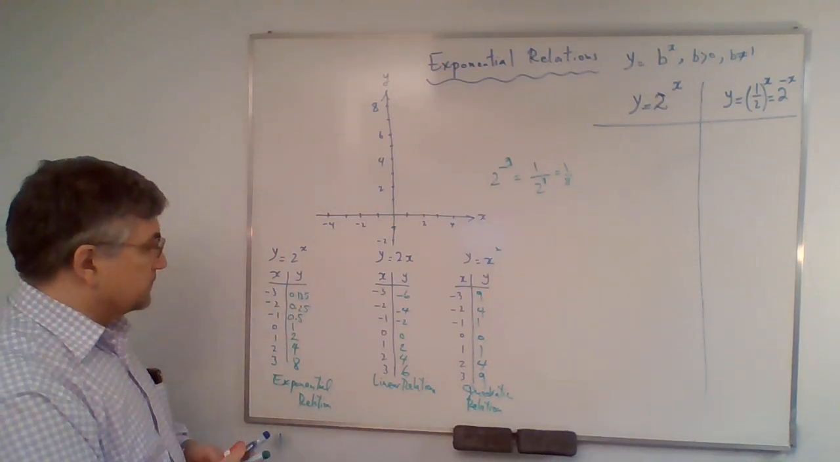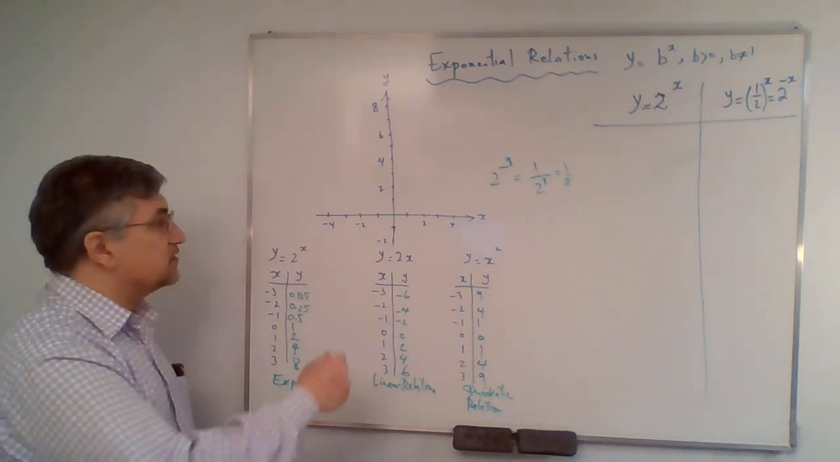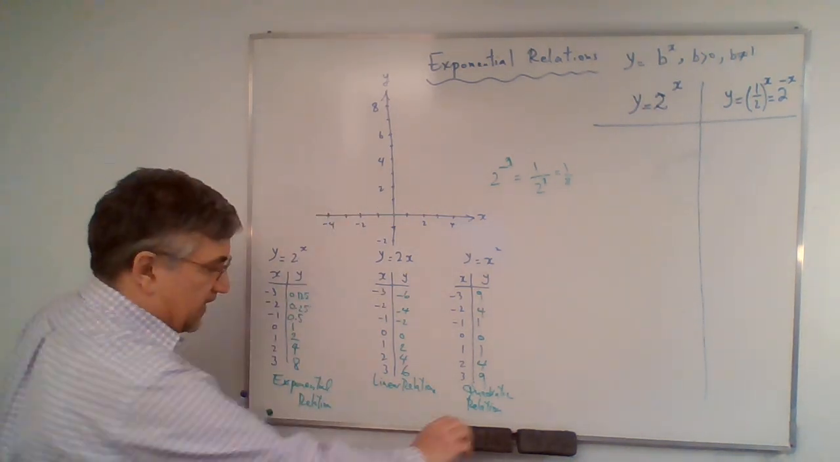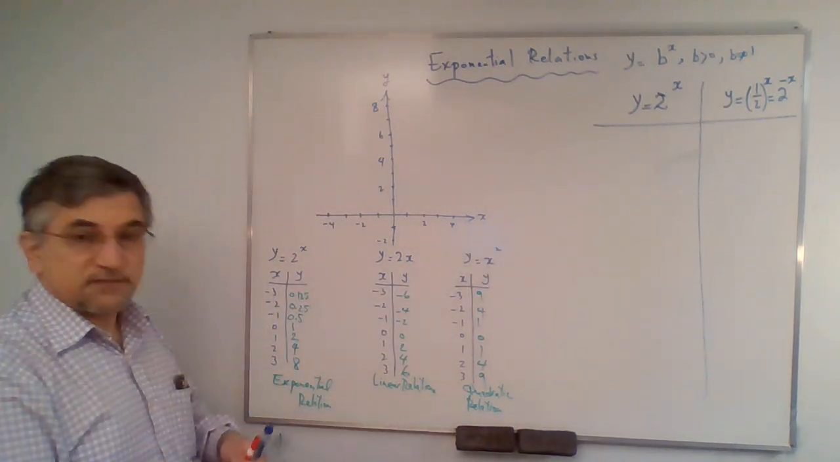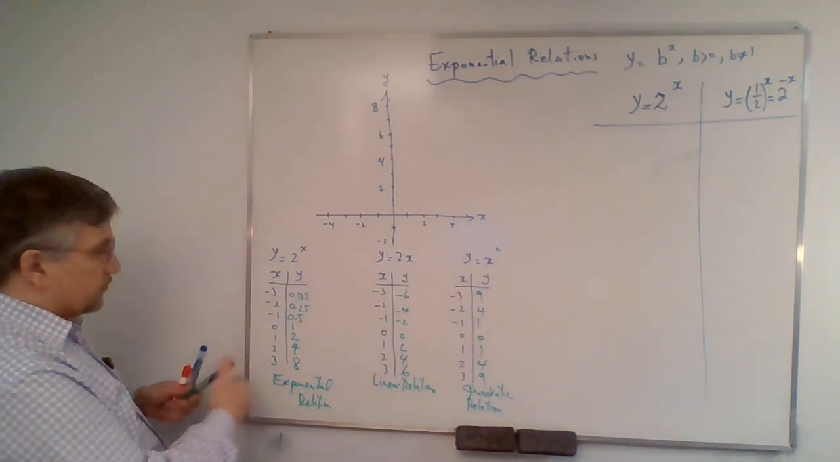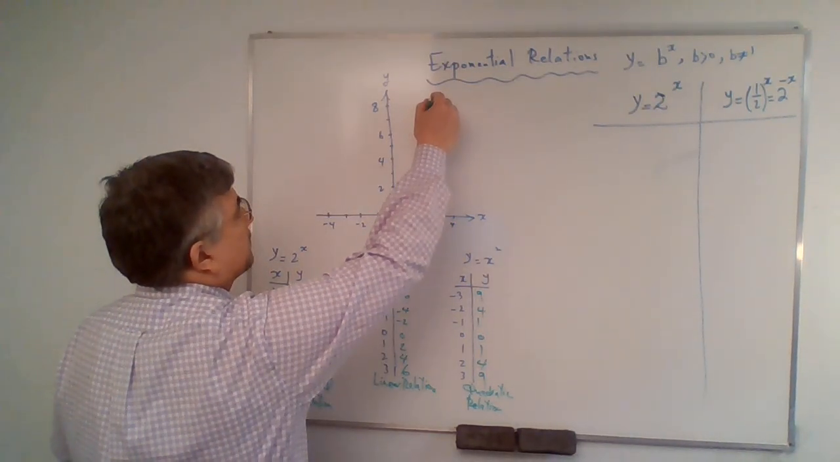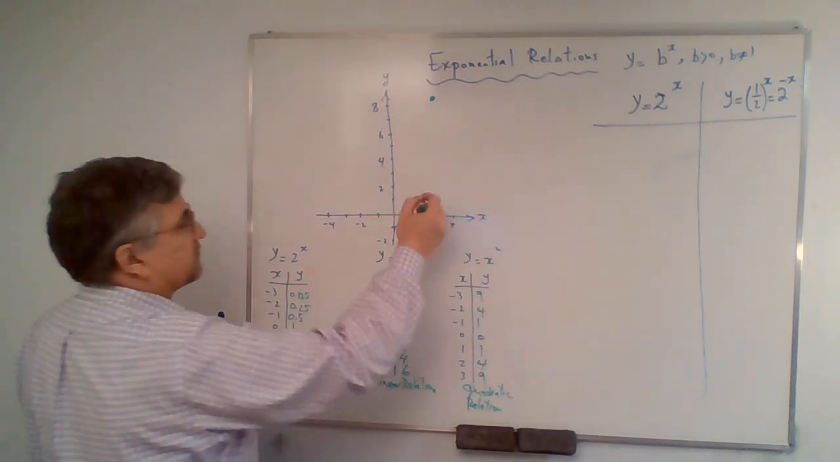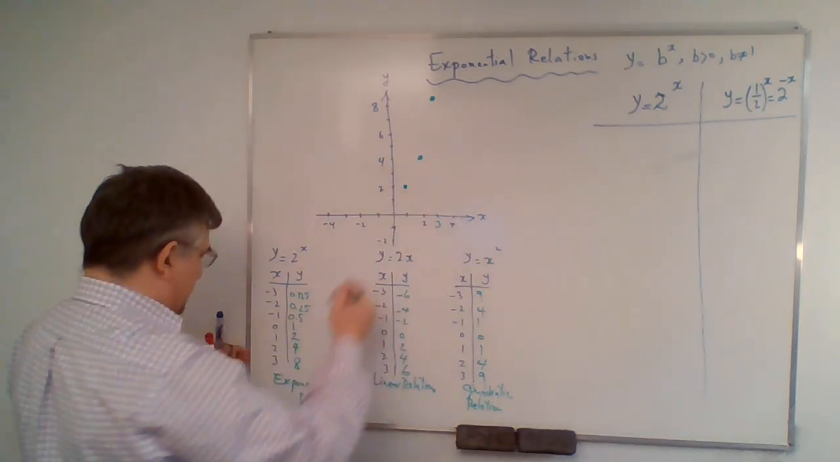Okay, so now that we have the table of values, just like we had it in past years, why don't we just plot them and try to come up with the graph of this so-called exponential relation. So 3 and 8, I start from here. This is 3 and 8 would be right there. And then 2 and 4 will be this other point. 1 and 2 is right here.